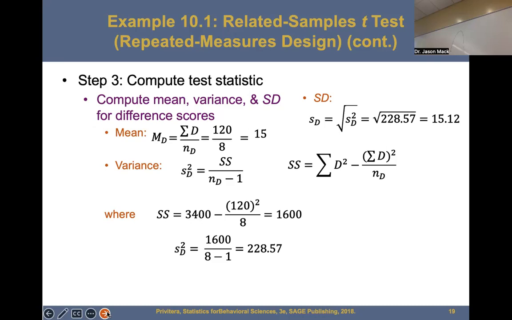The variance, sum of the squares divided by n minus 1. So 3,400 minus 120 squared divided by 8, 1,600. Where did that come from? Right here, 3,400. That was the sum of the squares on our right-hand side, and n minus 1. So 1,600 divided by 3 degrees of freedom is 22.857. The standard deviation, we just square root it, 15.12.